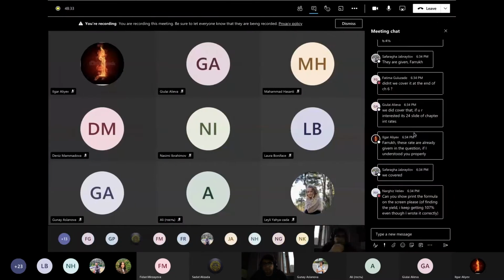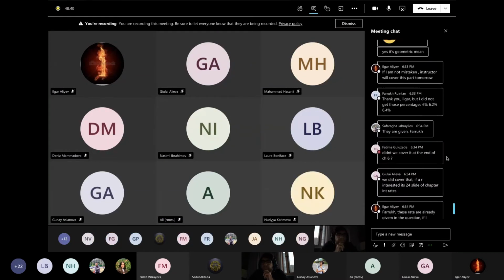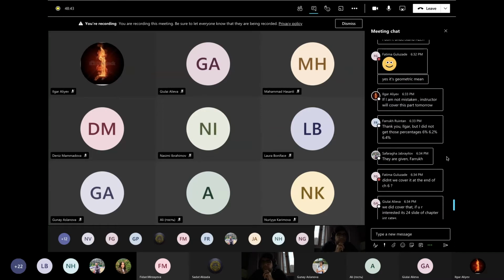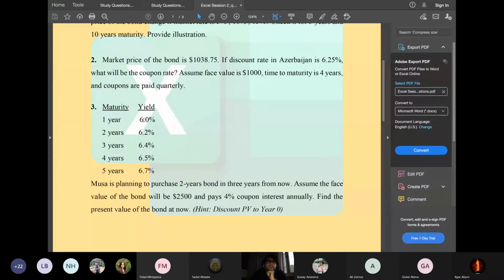I hope it's clear. It is given in the question, Faruk. 1 year 6%, 2 years 6.2%, 3 years 6.4%.